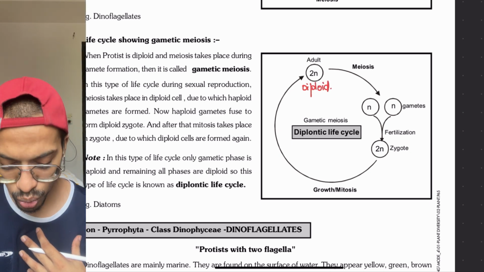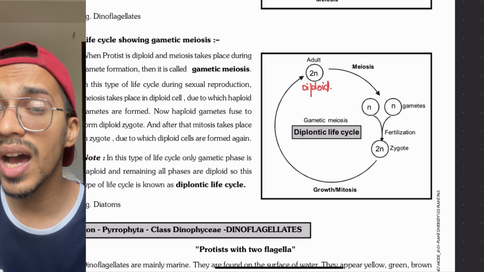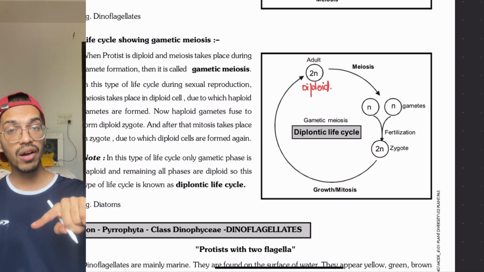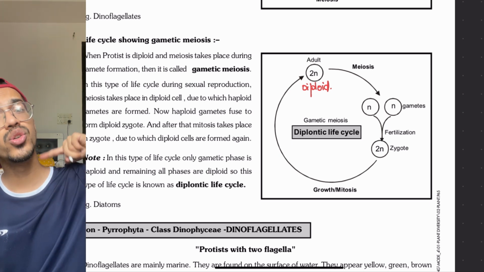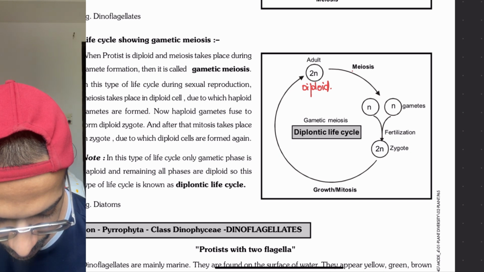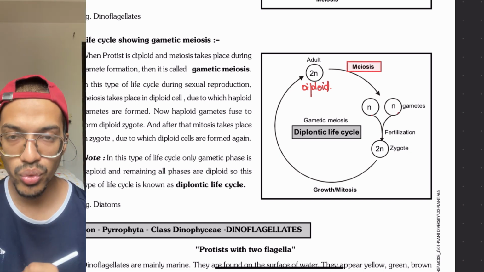Now the adult will do what? The adult will make the gametes. How does it make gametes? Gametes are haploid in nature, means half. And when I have to halve the chromosomes inside my body cells, I will do what? I will go for meiosis. So look over here, meiosis will occur. And what will form? The gametes will form. Here it makes two gametes.